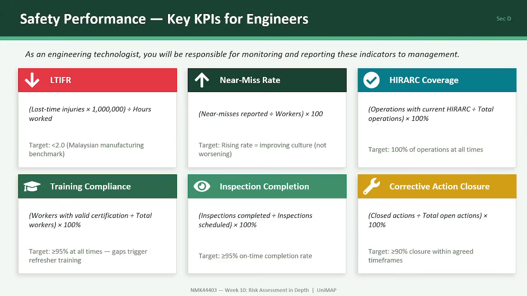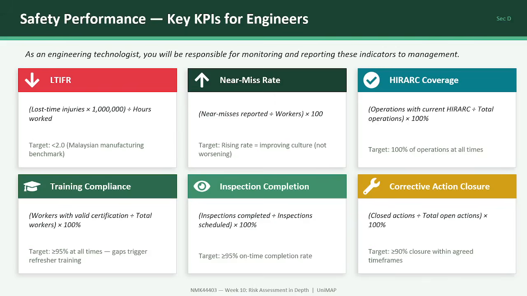This is the primary lagging indicator, and the one most likely to appear in your organization's monthly management report. Near-miss rate. Formula: near misses reported divided by total workers, multiplied by 100. Target: a rising rate indicates improving culture. This is counterintuitive. More near-miss reports is better, not worse. It means your workers trust the reporting system and management's response.